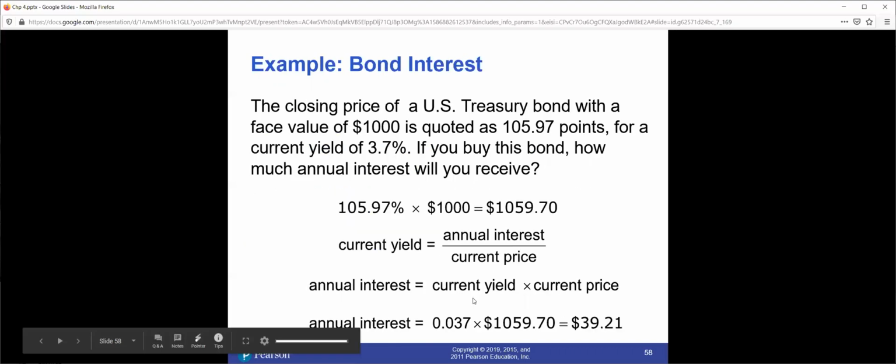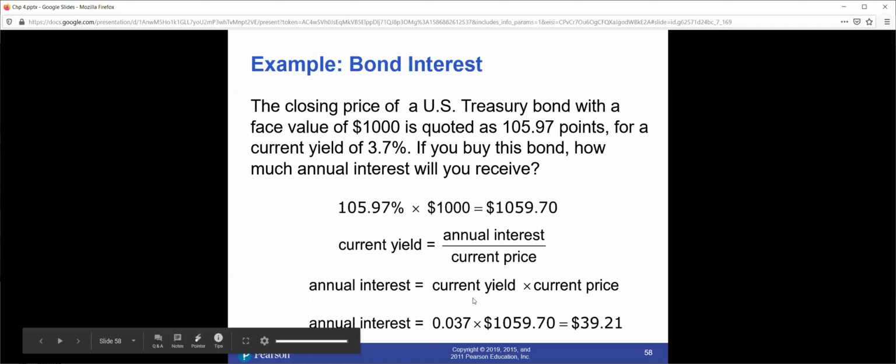An example here is the closing price of a U.S. Treasury bond with a face value of $1,000 quoted at 105.97 points for a current yield of 3.7%. Let's say you buy this bond. How much annual interest should you receive? Again, my suggestion, pause the video, work the question. When you're done with the question, come back, check your work.